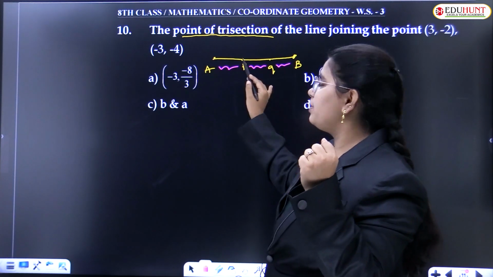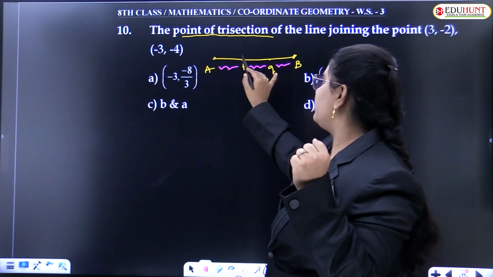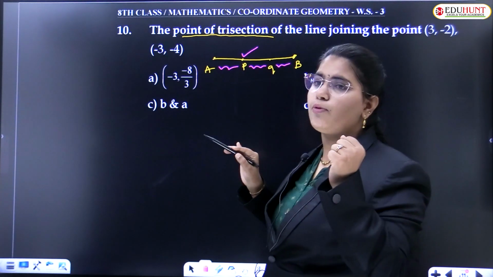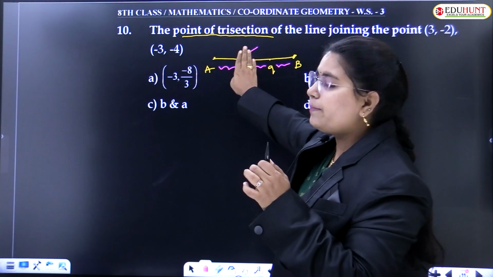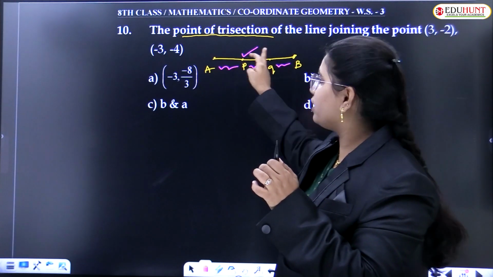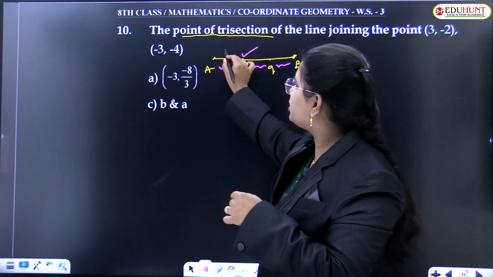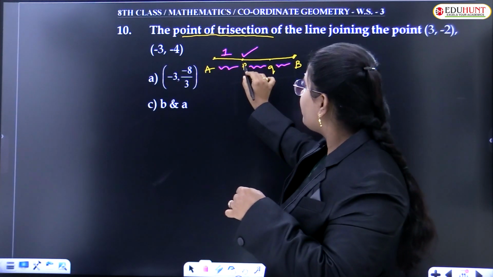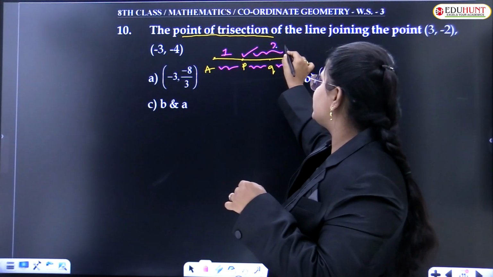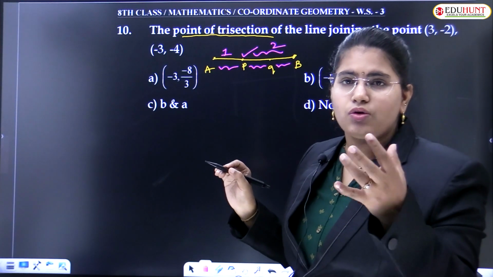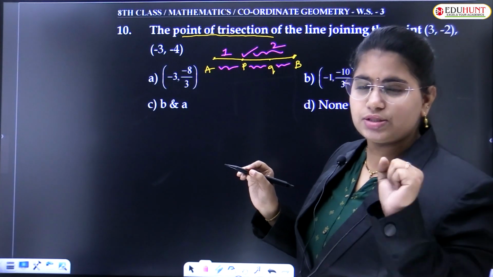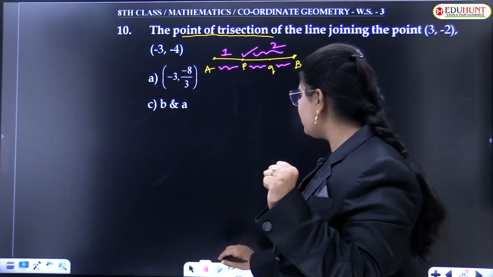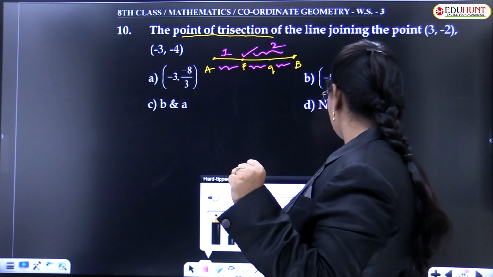So if I take my particular point P, let me talk with respect to point P, how my particular point P is dividing the line segment AB. From P to A there is 1 part, and from P to B there are 2 parts. So obviously it is not possible to make equal parts. Did you understand? Yeah. Similarly, I'll represent with another color here.